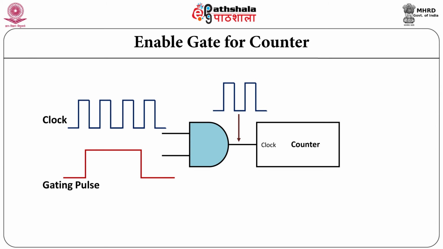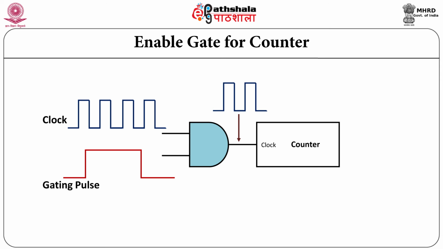Let us now consider another application of enable gate for counter. AND gate is popularly used as enable gate or inhibit gate. Enable gate allows the input data to pass through it to the output, whereas the inhibit gate provides just the reverse process of enable gate, that is, it does not allow the data through the gate to the output.